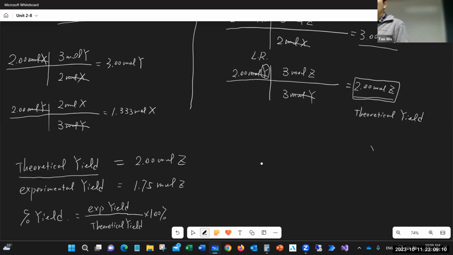Okay, so the percent yield over here, that's just the experimental yield, 1.75 moles of the Z, divided by 2.00 moles of the Z, and then you times 100%. Then the answer will be 0.875, which is equal to 87.5%. Are you clear?